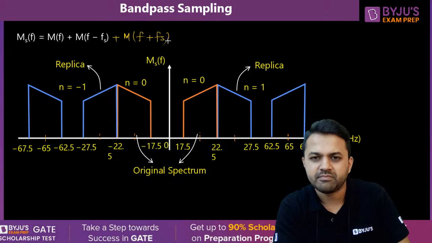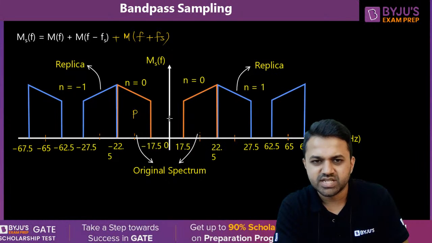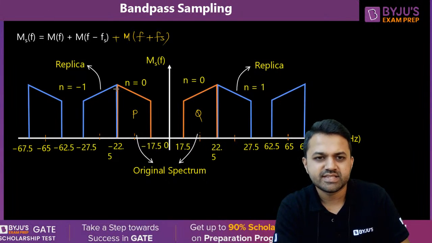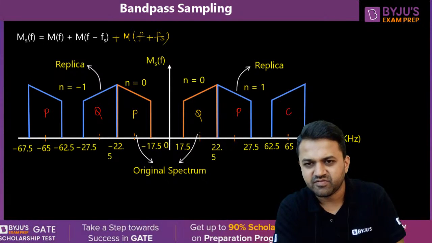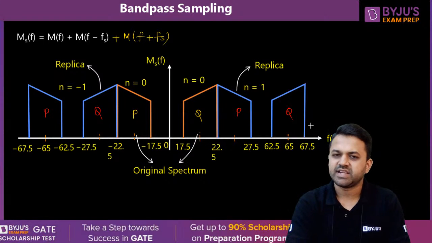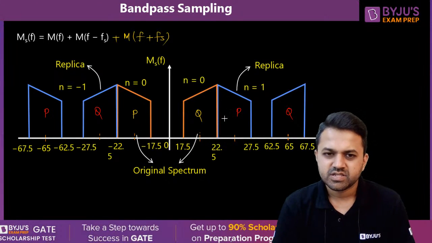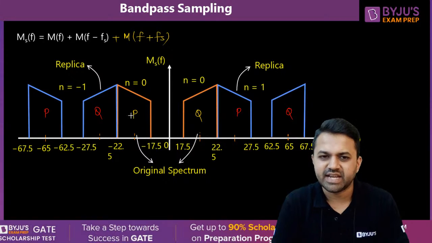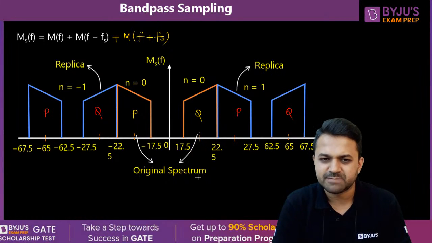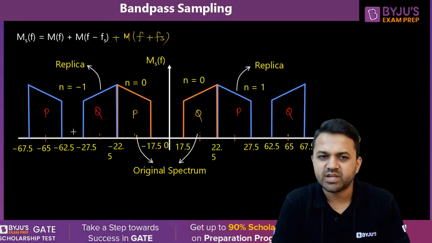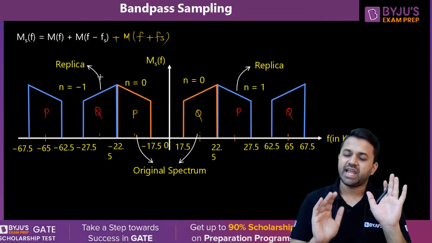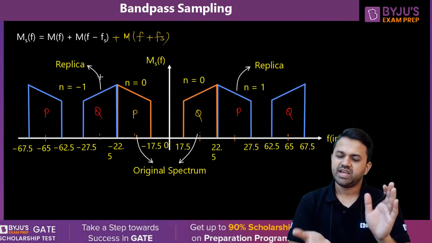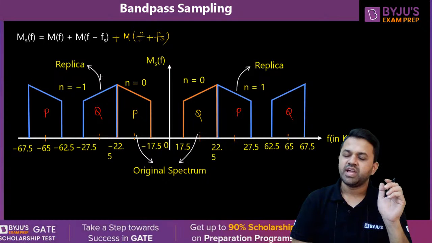See, M of f minus fs, M of f plus fs. When we add all of them, this is our original spectrum which is PQ, and this is its replica which we have shifted towards the left, and this is another spectrum which we are getting towards the right, which is also a replica. Are you able to understand? This yellow line, this P and Q for n equal to 0, is our original spectrum, and these red P and Q are its replicas, and all the sets of P and Q are carrying our information.